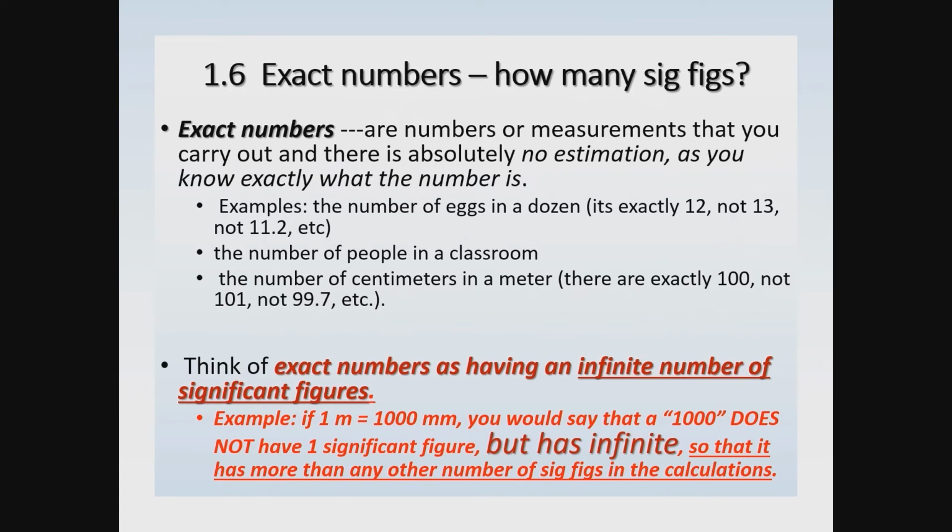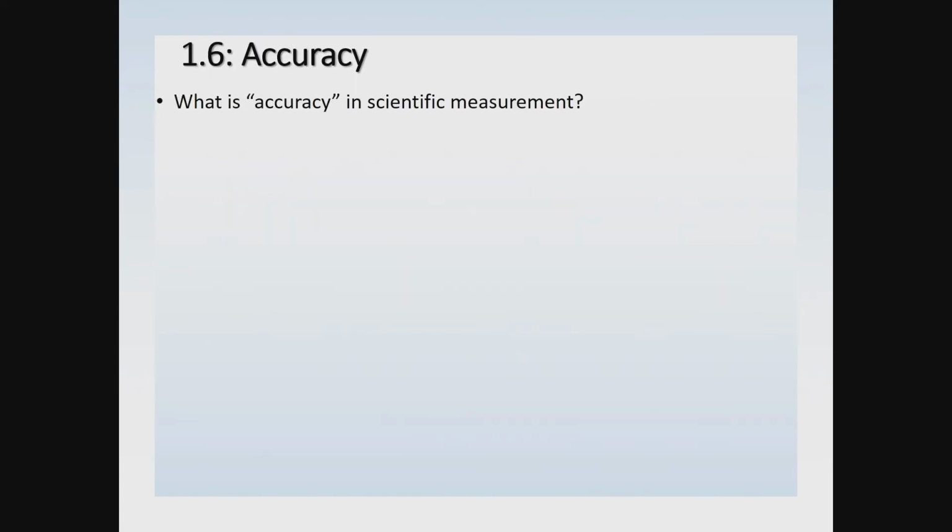So when you're dealing with 1,000 in a problem, you don't think of it as having 1 significant figure. Because it's an exact number, you have to remind yourself that there are an infinite number of significant figures, and we'll deal with that later.